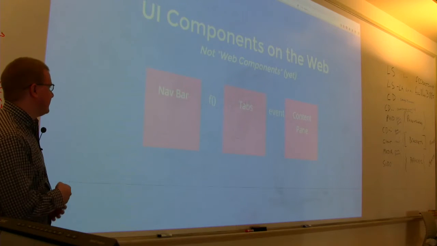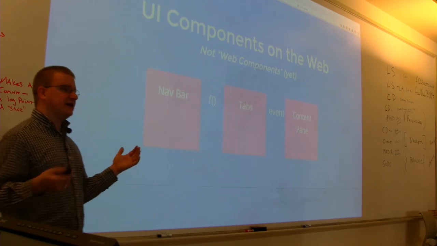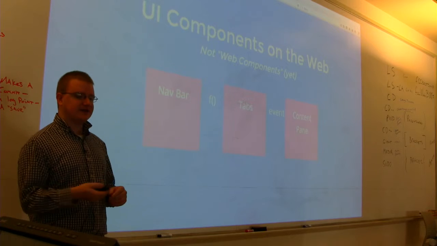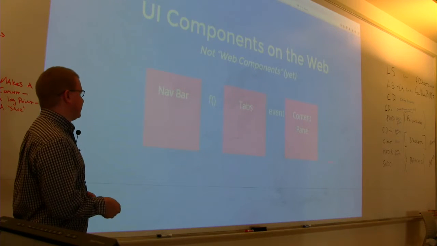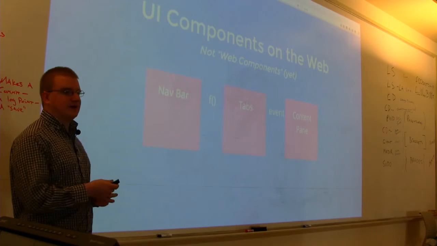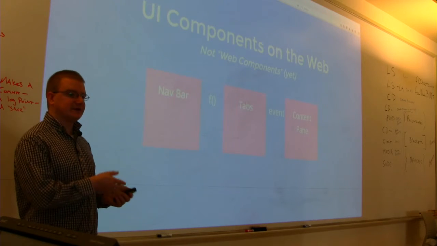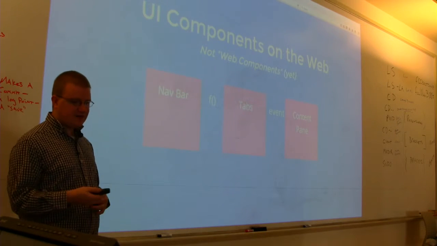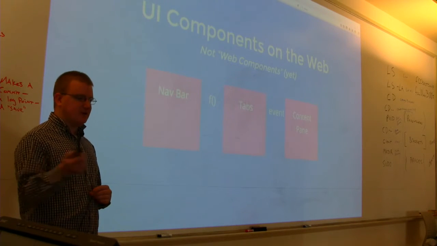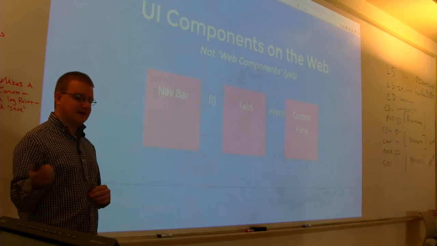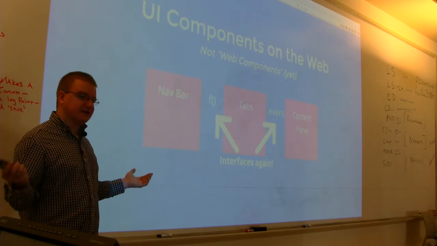With a nav bar, you might be calling a function when you click on an item. Maybe it changes something on the page. With tabs, you might have events that tell the content pane to open up. The content pane might be listening to an event, for example. This is how these sort of UI elements communicate on the page. They're their interfaces.